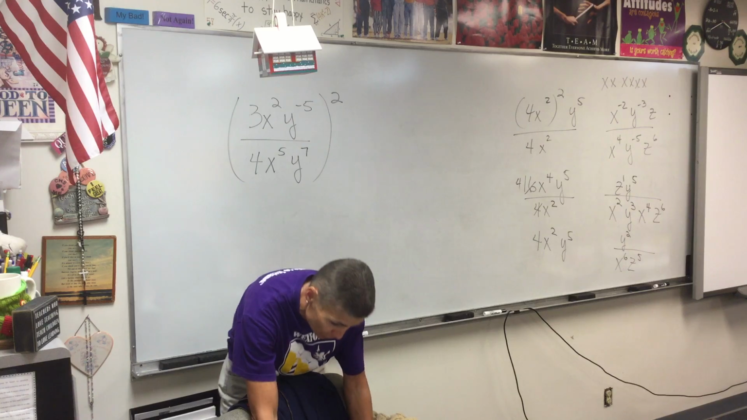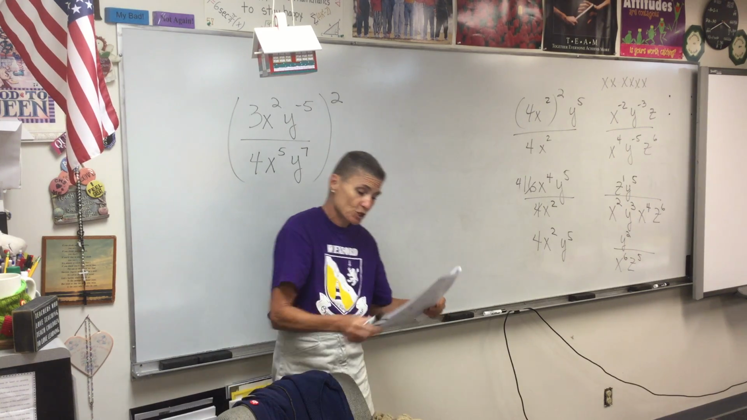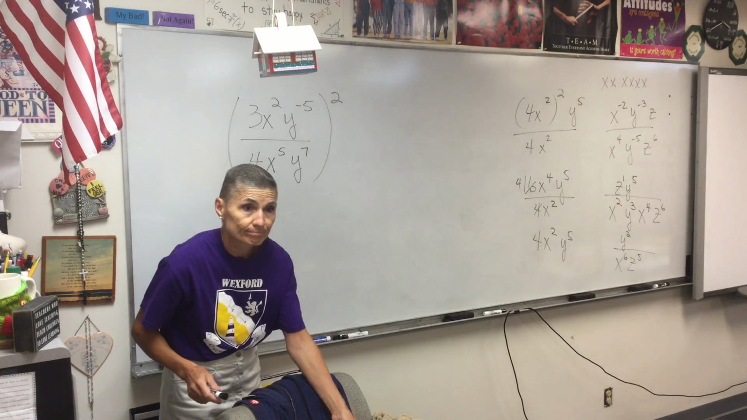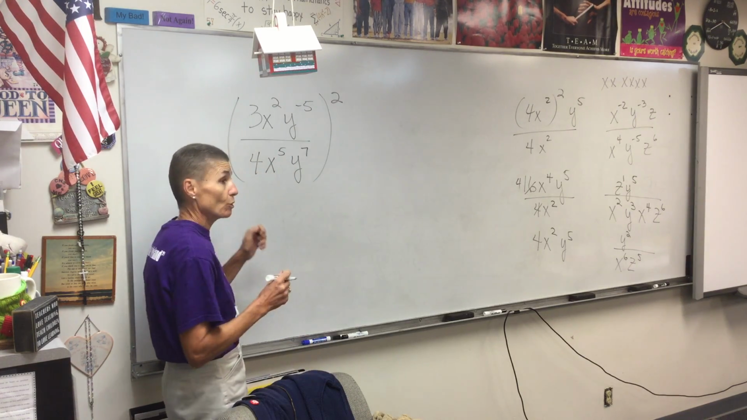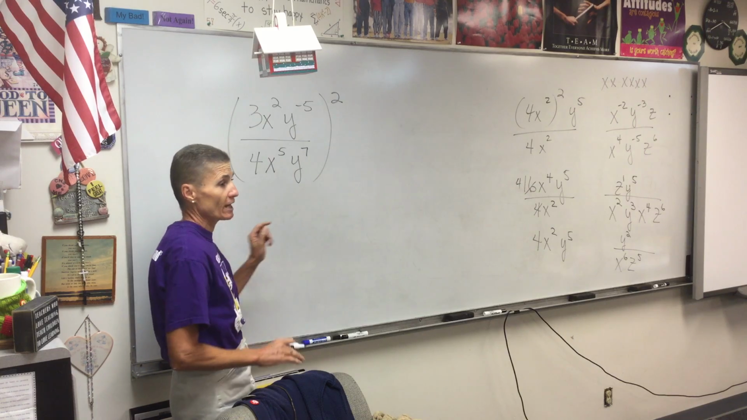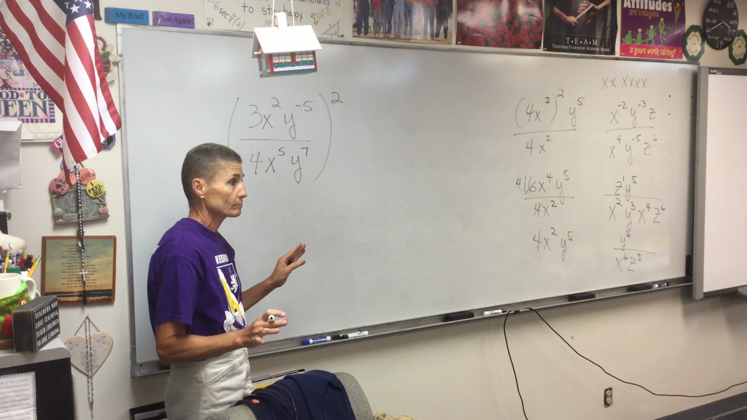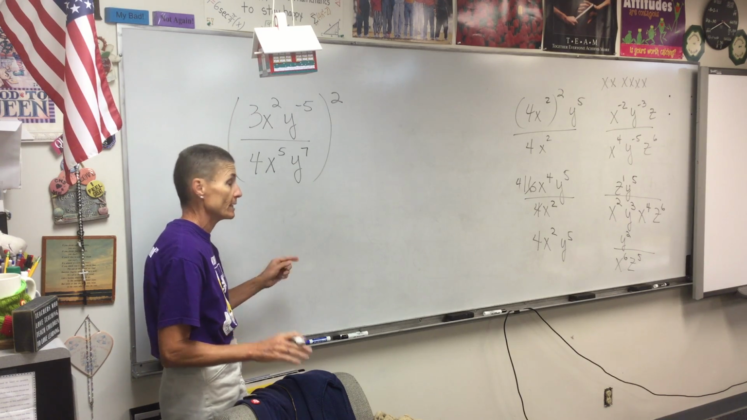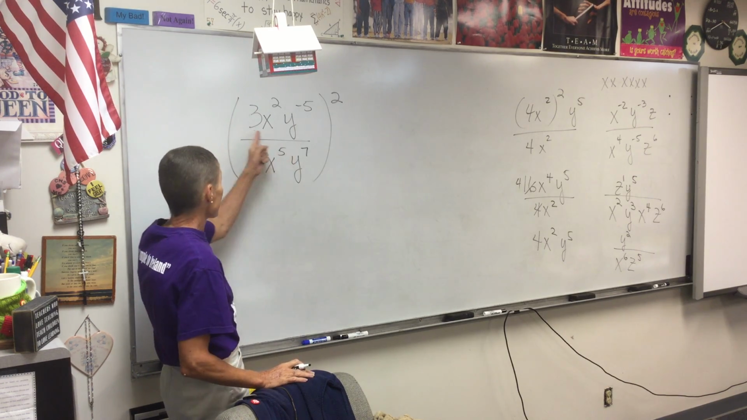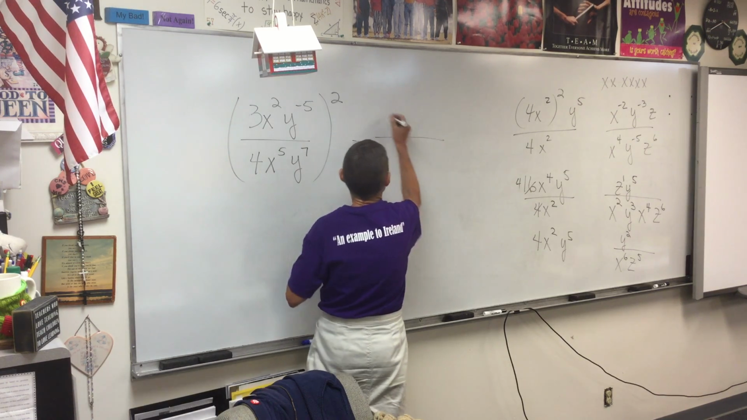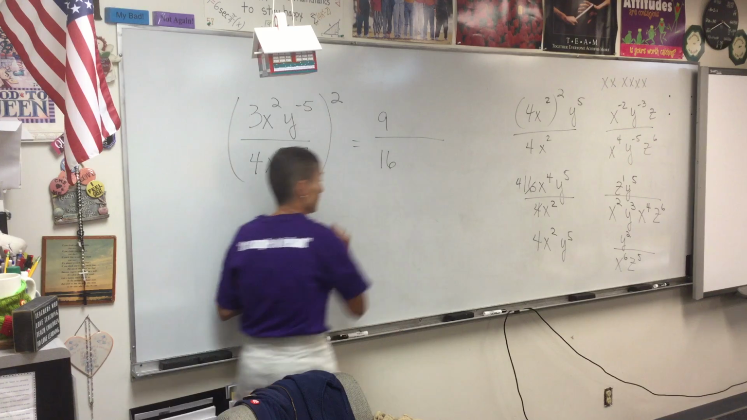I'm going to start trying to learn your names. How did you start it, Jake? I started by distributing the 2. Okay, so Jake said, look, I got this big ugly fraction, everything's being squared, so I'm going to square everything. All right, let's do this carefully. Now, when we say we're going to square everything, that includes the 3 and the 4. So we're going to have a 9 and a 16.